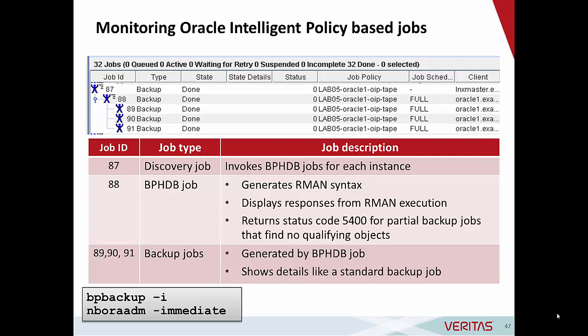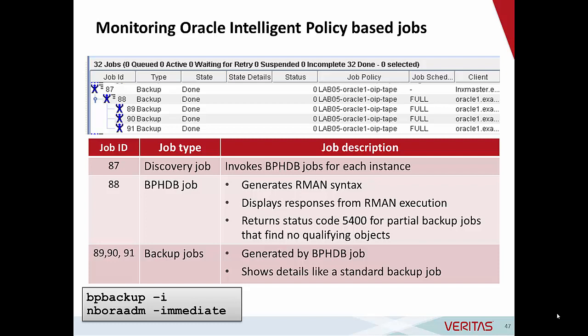And the BPHDB job generates the RMAN syntax to protect the data. It invokes RMAN, and it displays responses from RMAN. And then the children of those BPHDB jobs, in this example 88, 90, and 91, these are the actual backup jobs that are actually protecting data. And each backup job, as usual, generates a separate entry in the NetBackup image catalog.